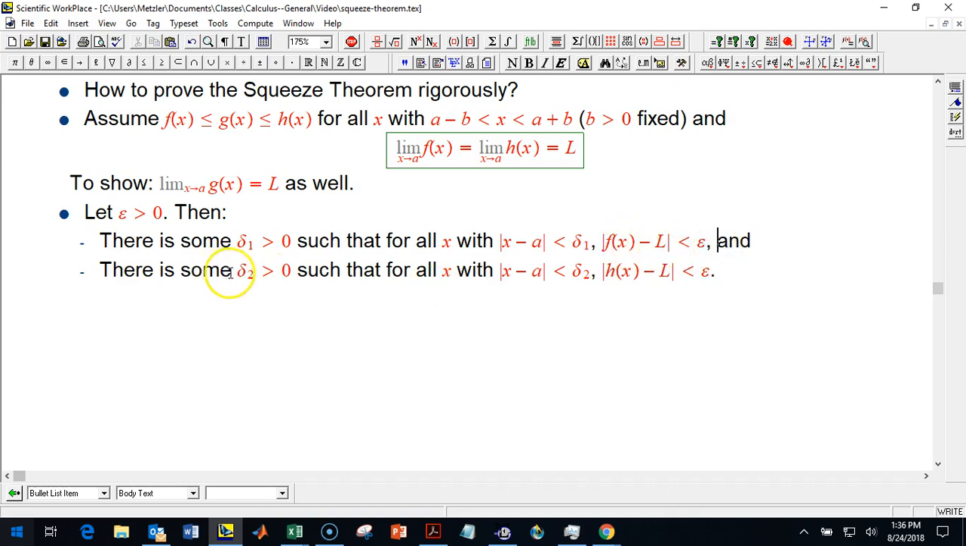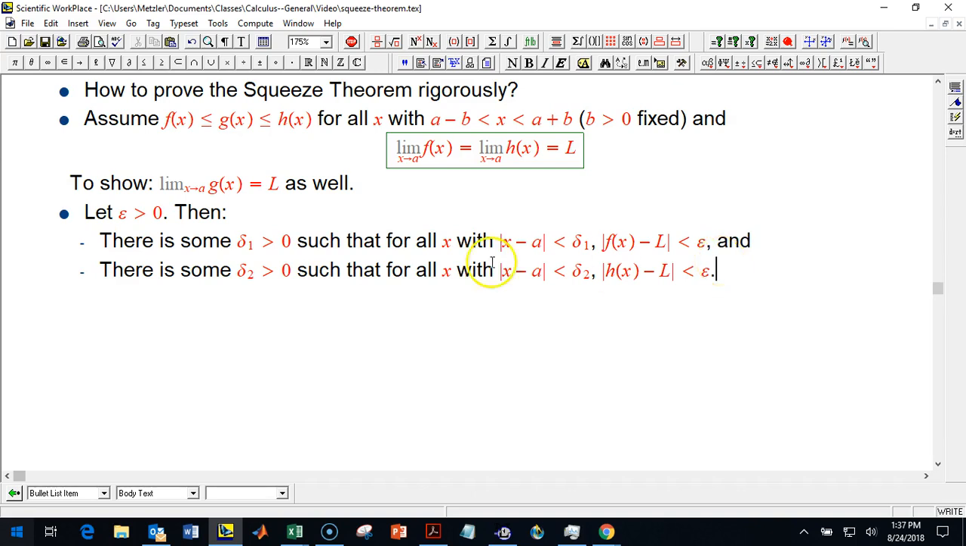And there's some quite possibly different delta 2. We can't assume these deltas are the same at the start, such that when x is within delta 2 of a, h of x is also within that same epsilon of L. Okay, and h might be something that is much more reluctant to have a limit, and that relationship of delta 2 to epsilon might be much different from the relationship of delta 1 to epsilon.